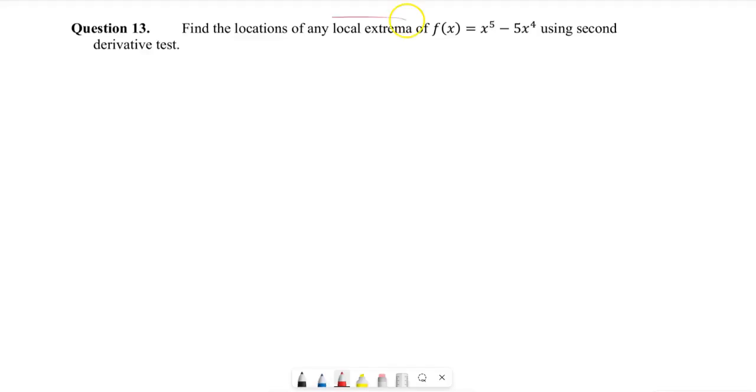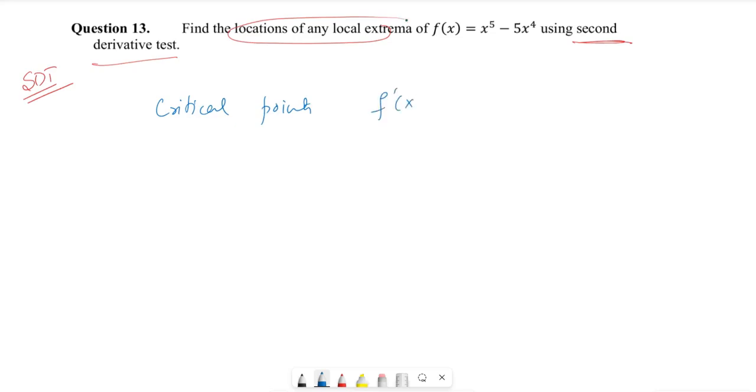Find the location of local extrema, but here they are asking you to use the second derivative test. How does the second derivative test work? For local max and minimum, critical points still come from the first derivative. So first derivative equal to 0 or first derivative does not exist. Please remember that. Don't make that mistake. Critical points still come from there.